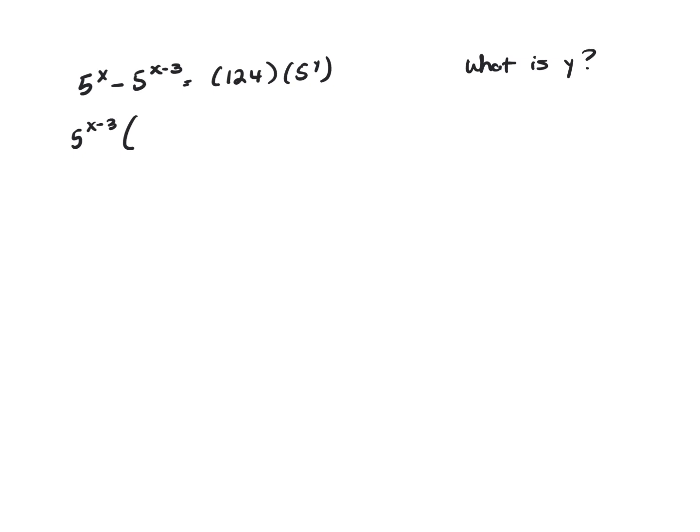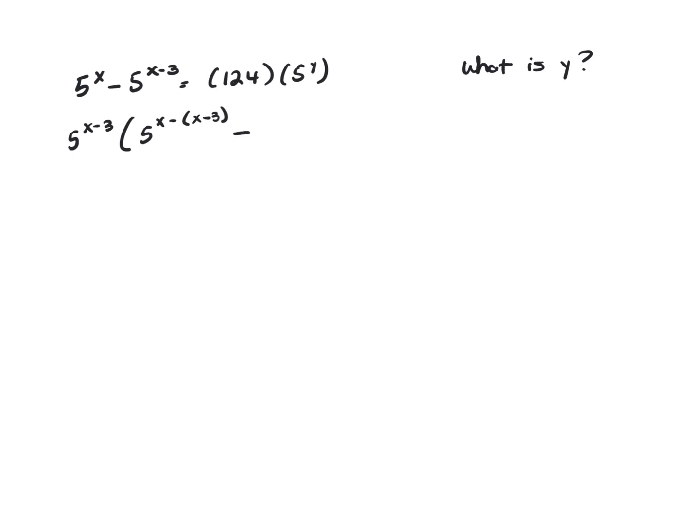Here we go. We're starting with 5 to the x, minus the number you're taking out. But you have to use parentheses because you're factoring out an x minus 3, and that has more than one term. Minus, now 5 to the x minus 3 divided into 5 to the x minus 3, that will just be 1. And that's equal to 124 times 5 to the y.